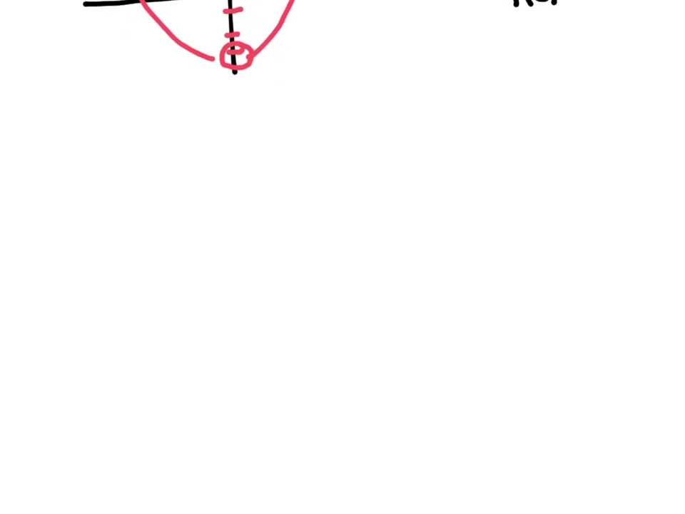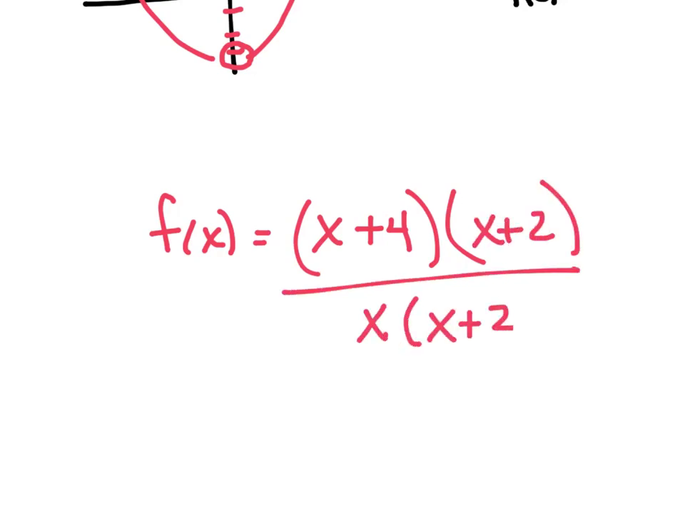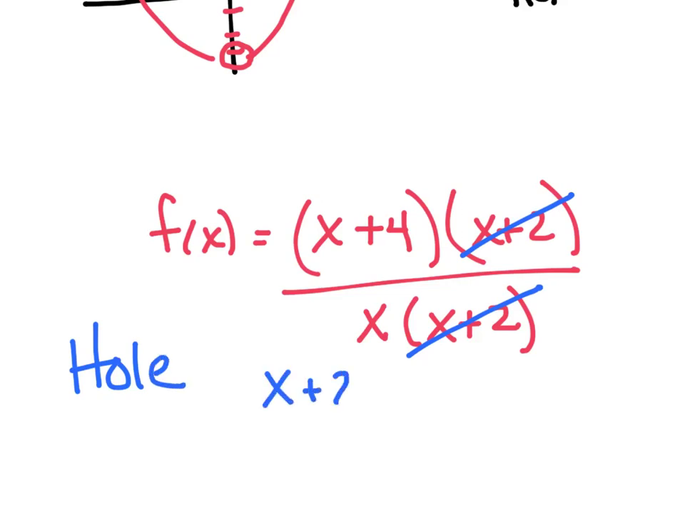Let's say your function was f of x equals the quantity x plus 4 times x plus 2, over x plus 2. All right, let's be real clear. We know we're going to have a hole because this factor and this factor cancel. Because they cancel, I'm getting a hole. Now, to find where the hole is at, you take the piece that you canceled and you set it equal to 0. Therefore, my hole is at x equals -2.